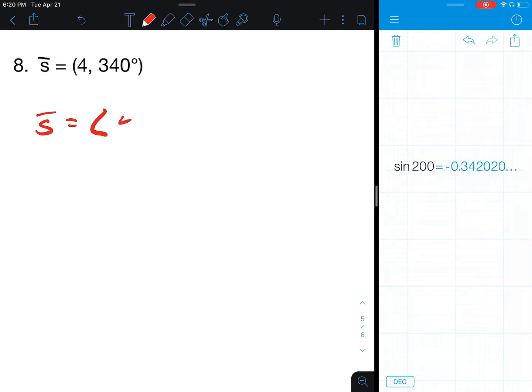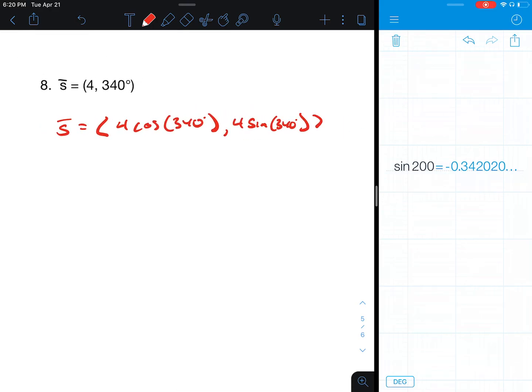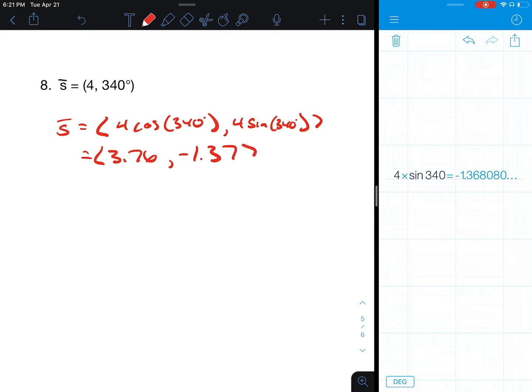Components are going to be the radius times cosine of our angle followed by the radius times sine of our angle. 4 times cosine of 340, 3.76. 4 sine of 340 is negative 1.37. All righty. That's how we do it.